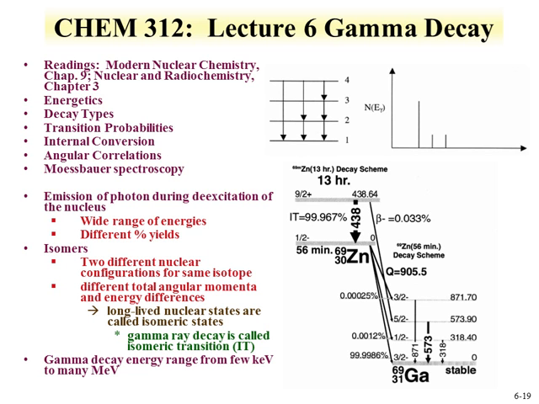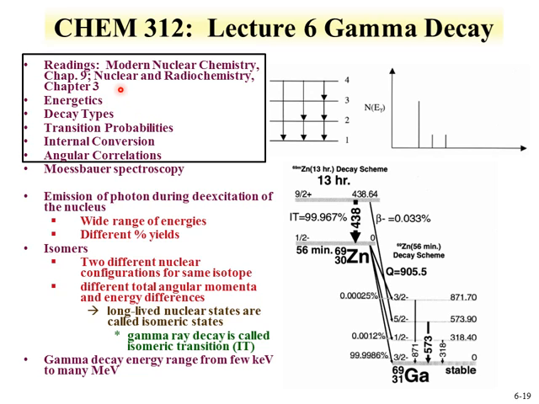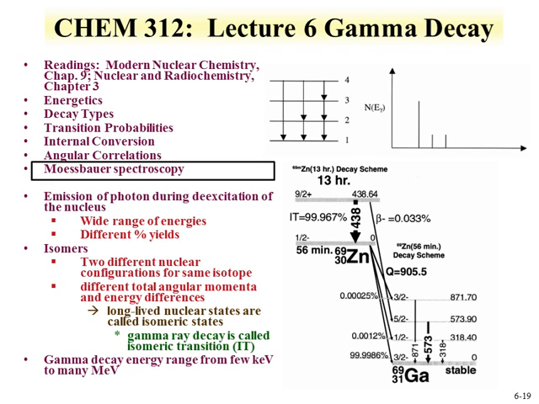This completes the first part of Lecture 6 on gamma decay. We covered the section shown here. Again, the readings for both chapters are listed here, Chapter 9 in Modern Nuclear Chemistry and Chapter 3 in Nuclear and Radiochemistry. The next lecture will focus on Mössbauer spectroscopy, which is an application of what we just discussed for determining something about the chemical behavior and chemistry of compounds.